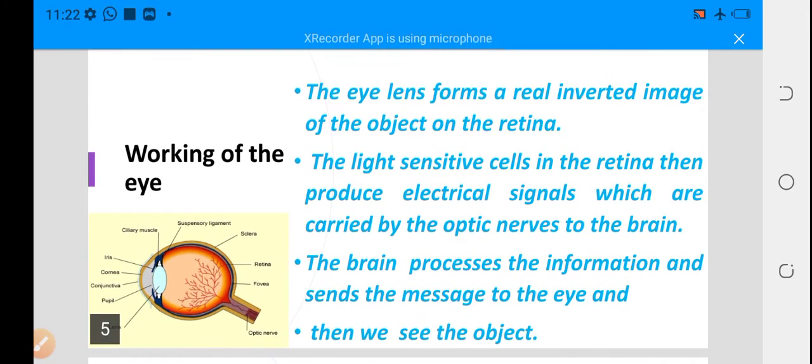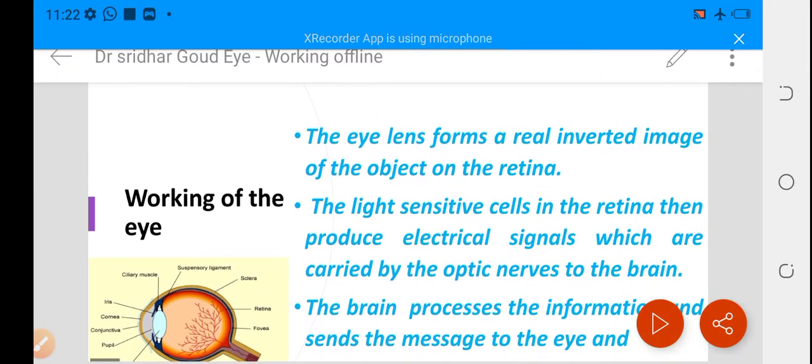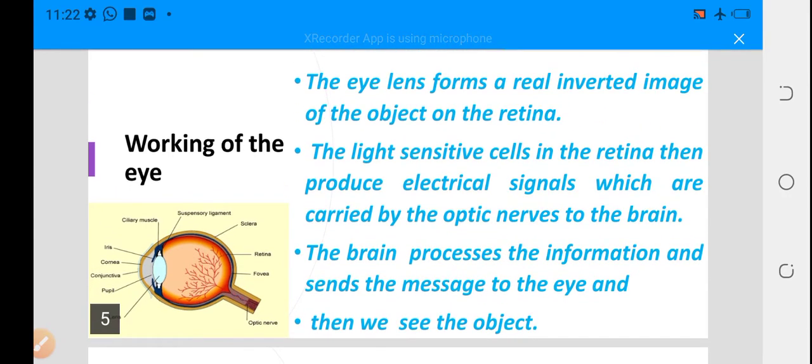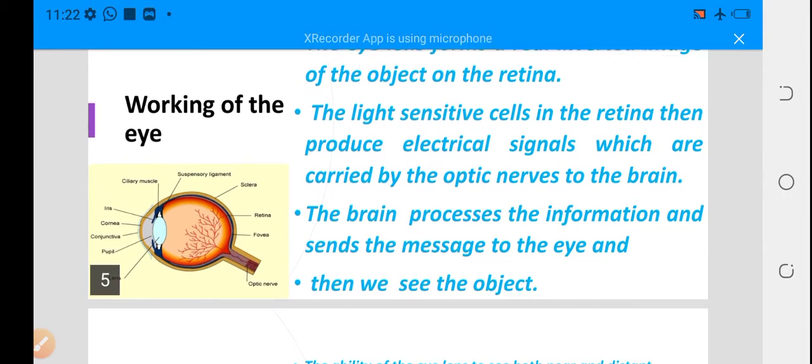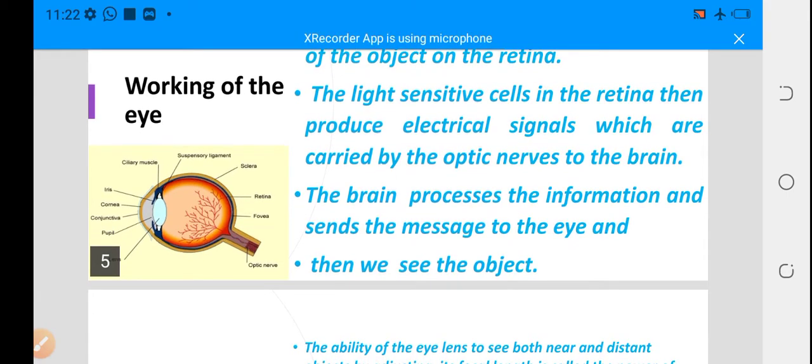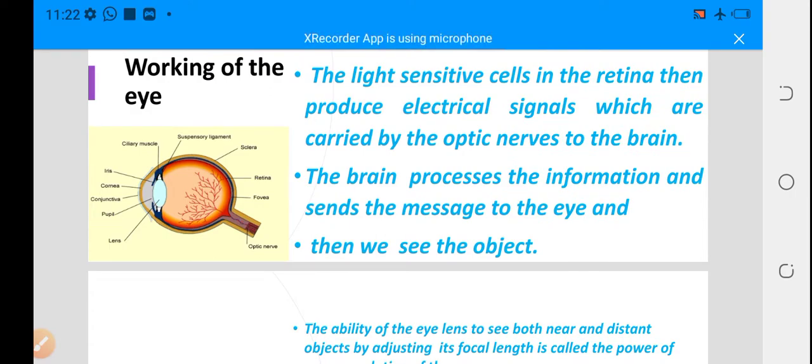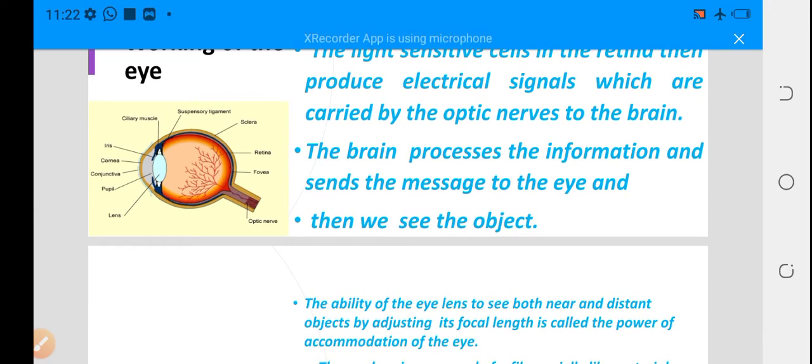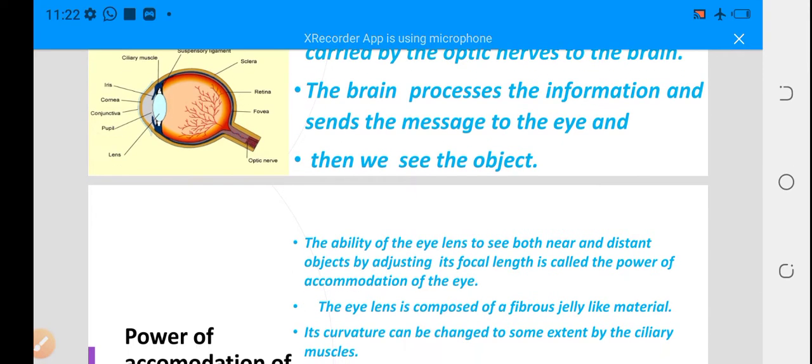What is that one? The eye lens forms a real inverted image of the object on the retina. The eye lens forms the image on the retina. On the retina, light sensitive cells are there, and these light sensitive cells produce electrical signals. These electrical signals are carried by the optic nerve, and this optic nerve carries these signals to the brain. Then the brain processes the information and sends a message to the eye, then we see the objects.